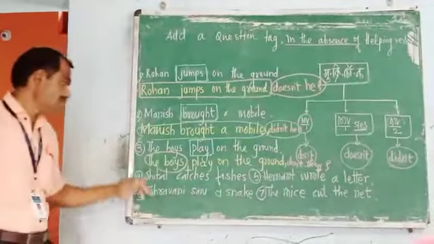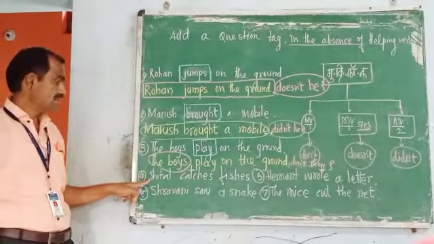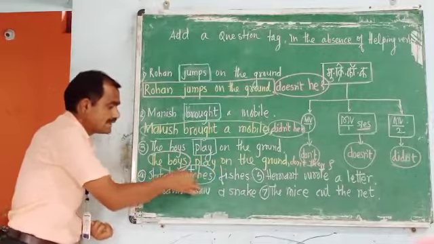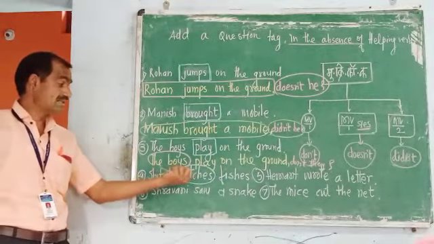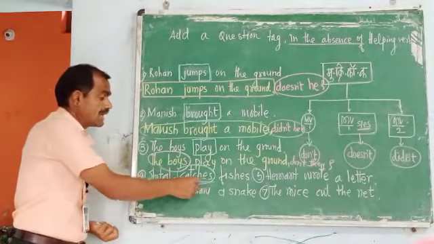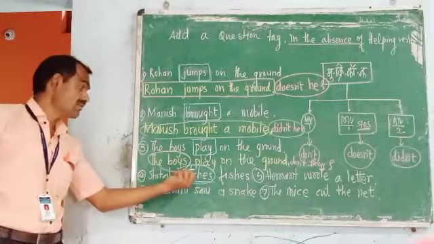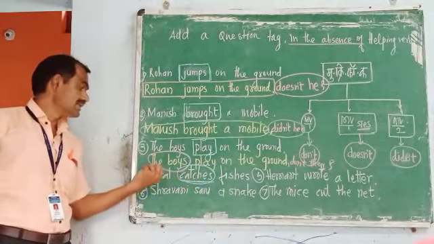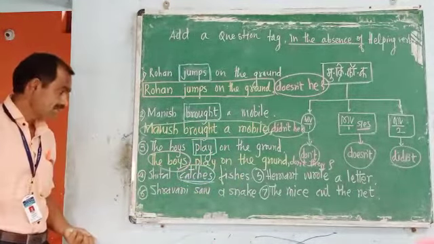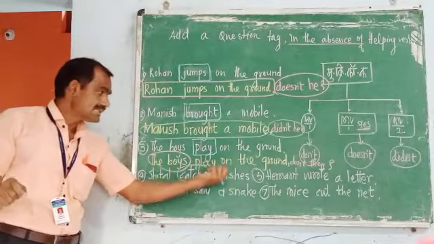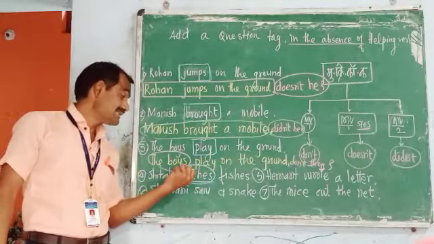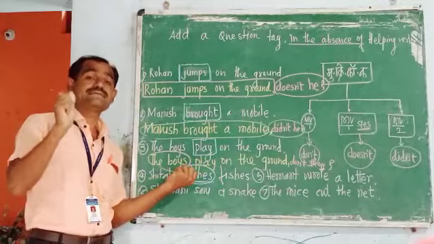Let us study some more examples. The fourth example, Shital catches fishes. Now in this example, there is no presence of auxiliary verb. So contact the main verb attached with s or es. So we need to use doesn't. Shital catches fishes, comma, doesn't she? We took doesn't here because the verb is attached with s or es.